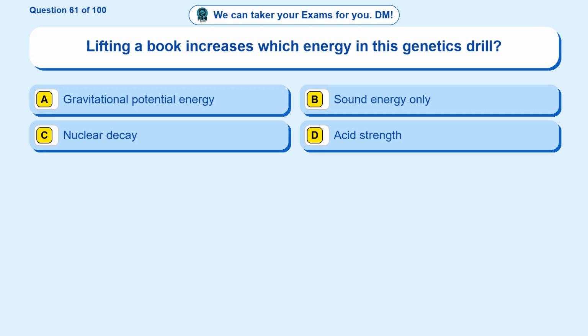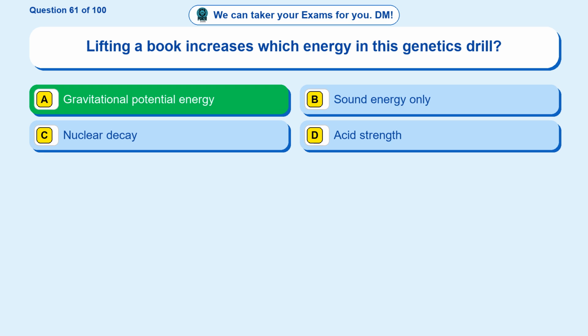Question 61. Lifting a book increases which energy in this genetics drill? Option A, gravitational potential energy. Option B, sound energy only. Option C, nuclear decay. Option D, acid strength. The correct answer is option A, gravitational potential energy.